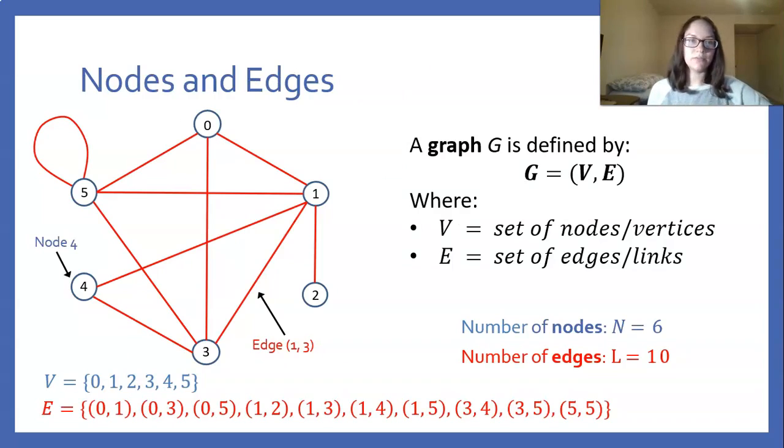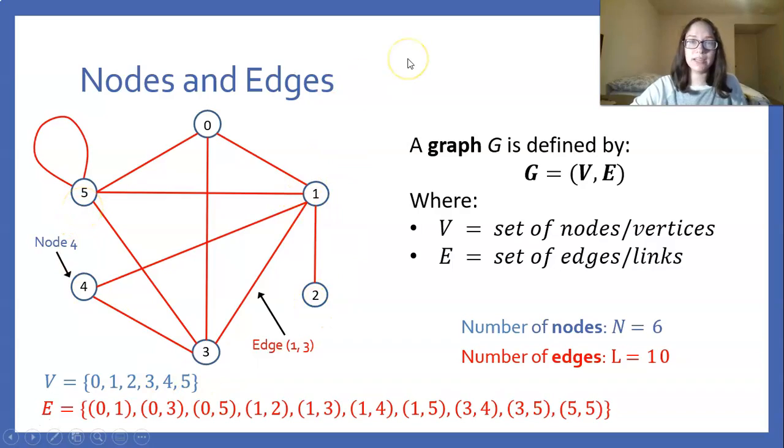So now we can formally define a graph for graph theory. We generally call a graph G, and it's defined by an ordered pair (V, E), where V and E are both sets. The set V is the set of nodes, or vertices, which is another word for node. A node is these points right here: 0, 1, 2, all the way up to 5.